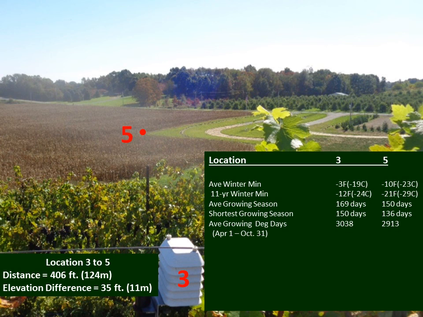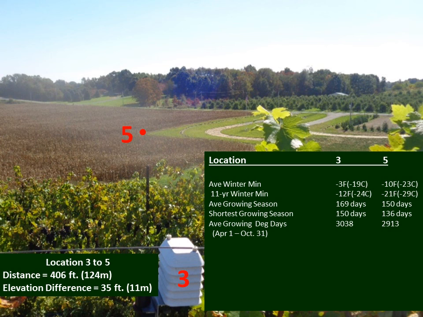3,038, 2,913. Remember, I told you that the average growing degree days as measured from April 1 to October 31 is a very insensitive measure because it arbitrarily collects data for those several months without taking into account freezes in the spring and fall.